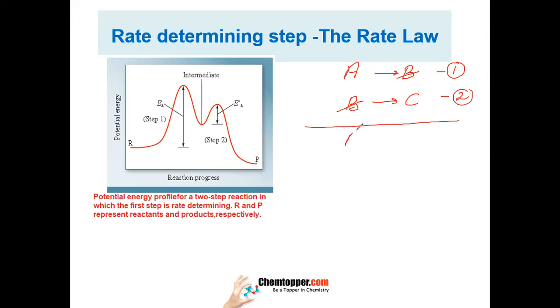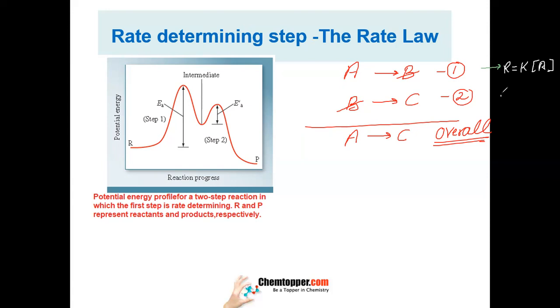A to C. That's the overall reaction. Now, what's the rate law for step 1? Step 1 is the elementary step. Rate equals K times the concentration of A.